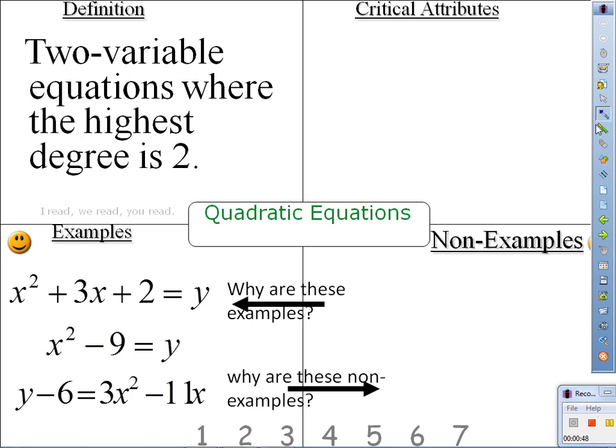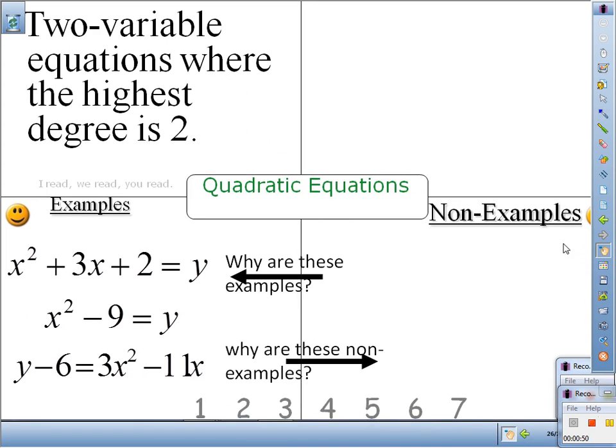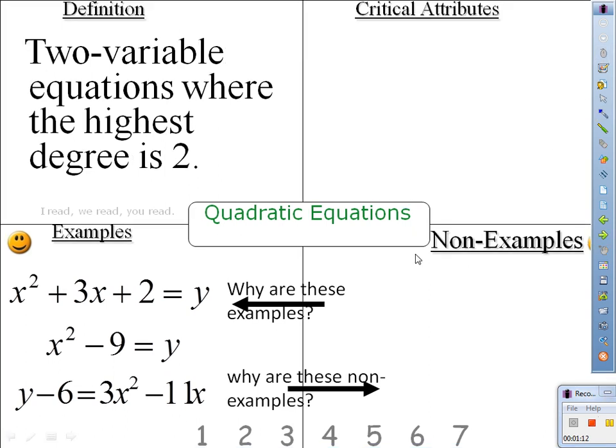All right, according to the simple, straightforward definition, it says two variable equations. Is this an equation? Yes. Two variables? Yes. Equation? Yes. Two variables? Yes. Equation? Yes. Two variables? Yes. Highest degree 2. Is the highest degree 2 on this one? Yes. This one? Yes. And this one? Yes. Pretty straightforward, right? Now we understand what we're looking at.